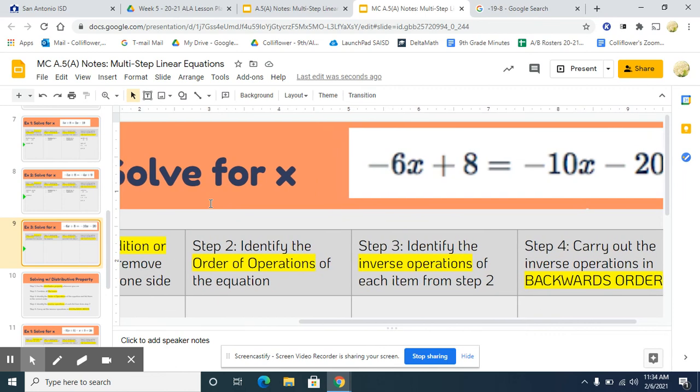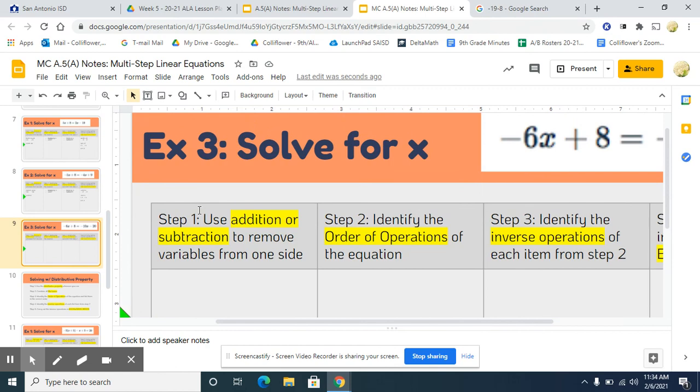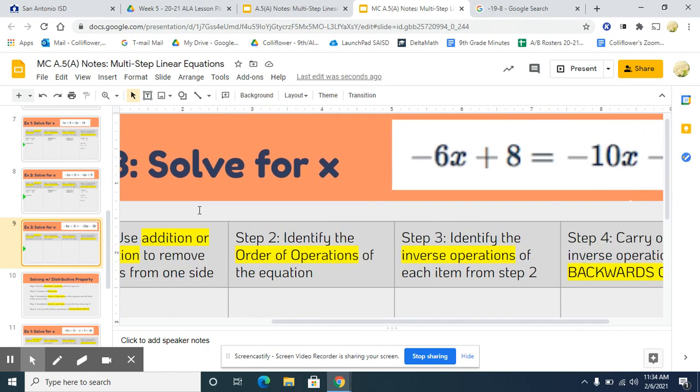Try example 3 on your own. If you have questions or if you get stuck, you can ask me for help. And if you want me to check your answer, you can ask me for help to do that as well.